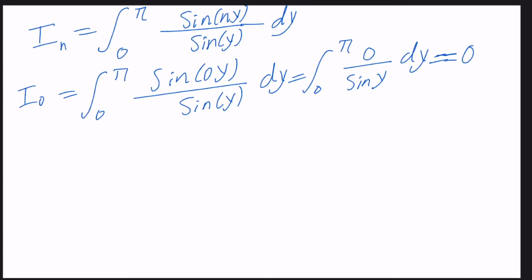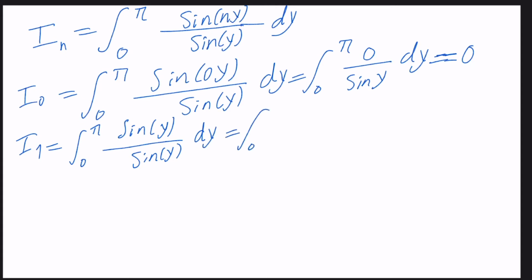Okay, and I_1 is equal to the integral from 0 to pi of sine of 1 times y divided by sine of y dy, which is the integral from 0 to pi of dy. Then this is y from 0 to pi. This is pi minus 0. This is pi.